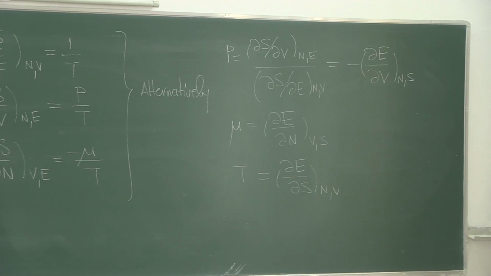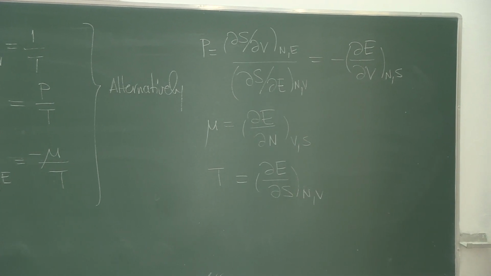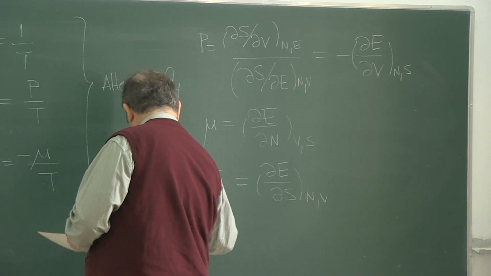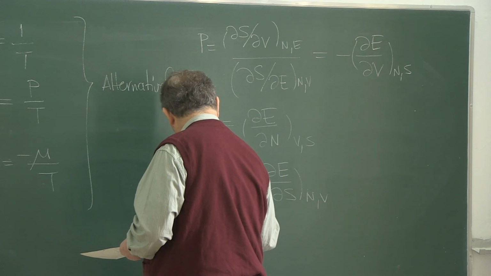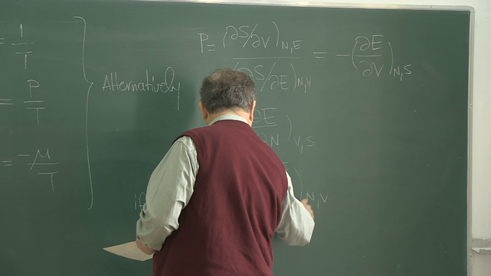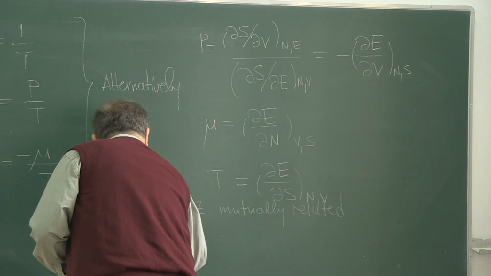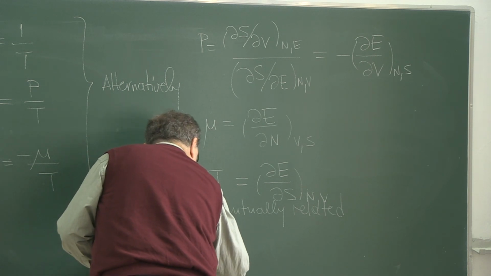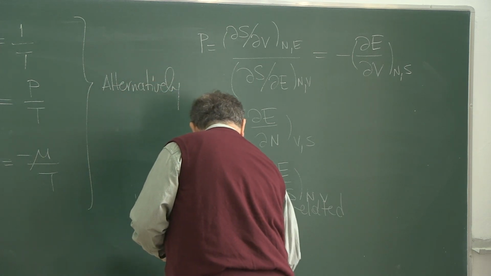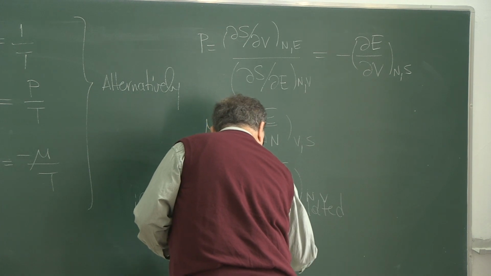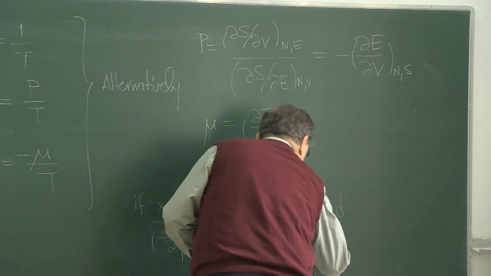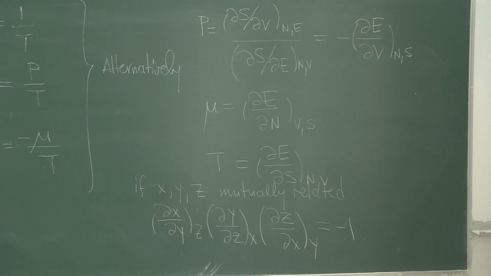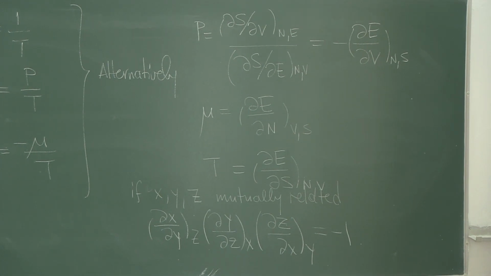Read Appendix H of your book so as to see that if X, Y, and Z are mutually related, then del X del Y, keeping Z constant, times del Y del Z, keeping X constant, times del Z del X, keeping Y constant, is minus 1. You can use that relationship to change your variables. So you make a transformation from one set to another. Okay?